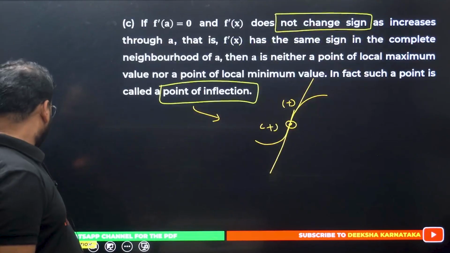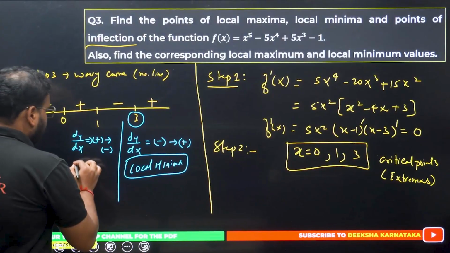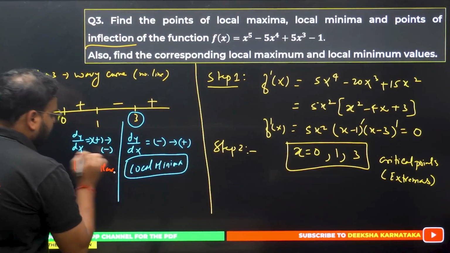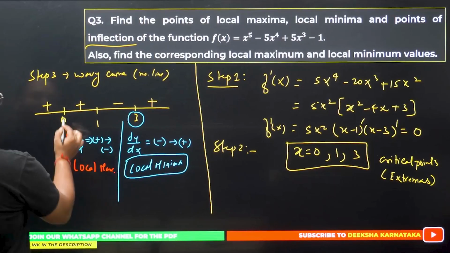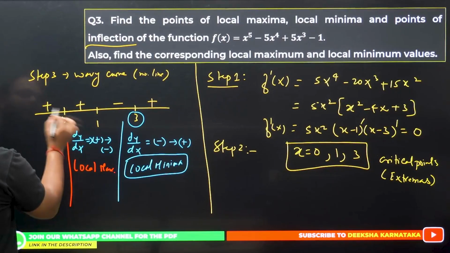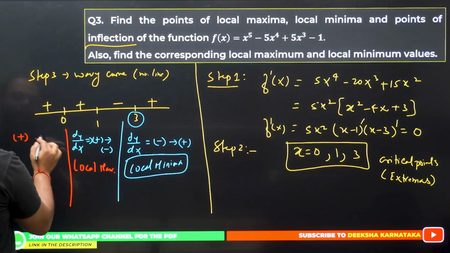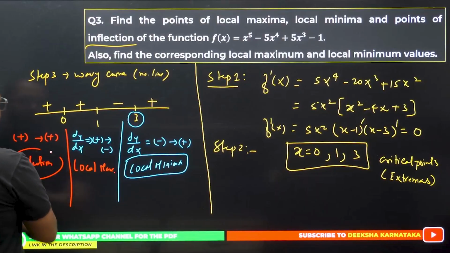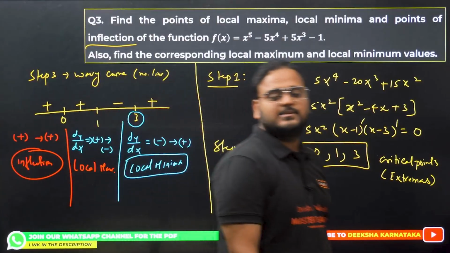Plus to minus is local maxima. We get here local maxima. The last one, 0. Have a look over here. Plus to plus. Sign change, it means simply called as inflection. Point of inflection. You don't have either maxima or minima over there.